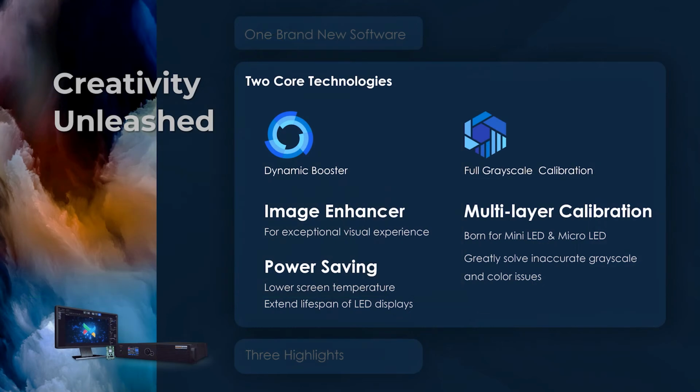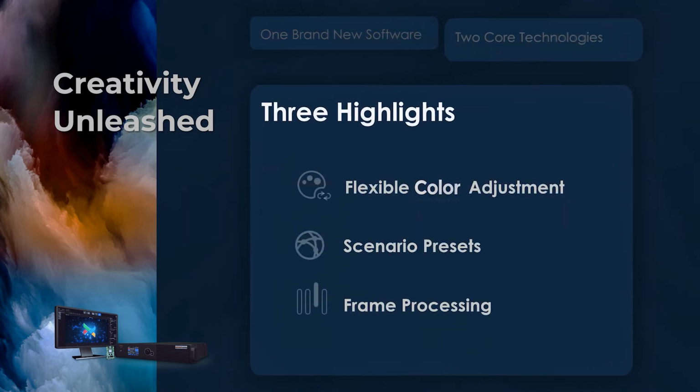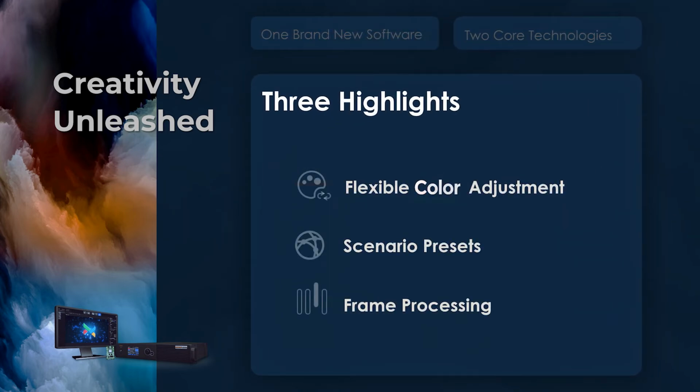In summary, NovaStar's vision management platform can improve image quality, lower power consumption, extend the life of displays, and resolve grayscale and color issues. NovaStar VMP builds on this new platform with 3 new features. Now let's explore each of these in detail.